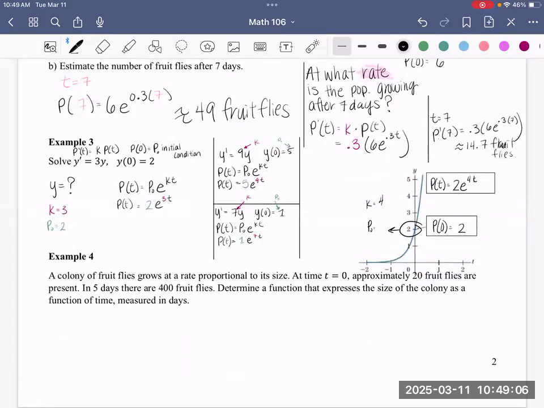So let's have you guys try it one more time. A colony of fruit flies grows at a rate proportional to its size. At time t is equal to 0, approximately 20 fruit flies are present. In 5 days, there are 400. Determine a function that expresses the size of a colony as a function of time.